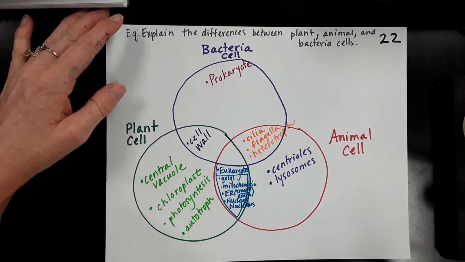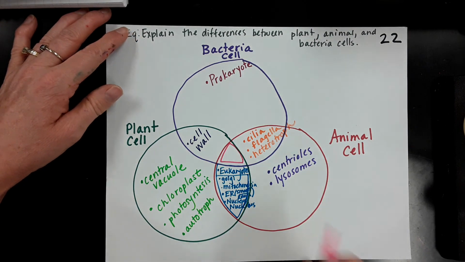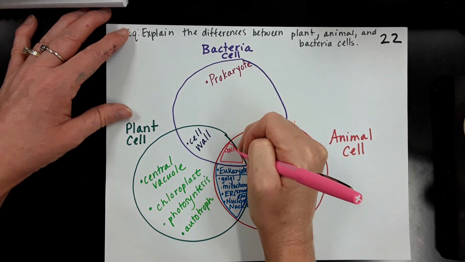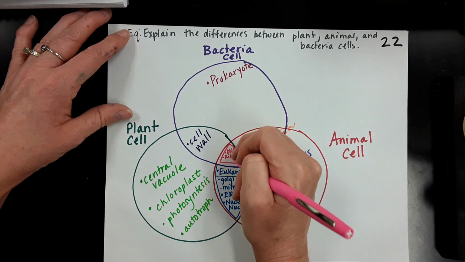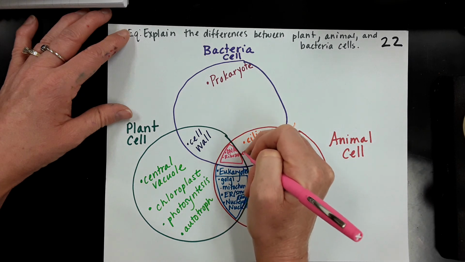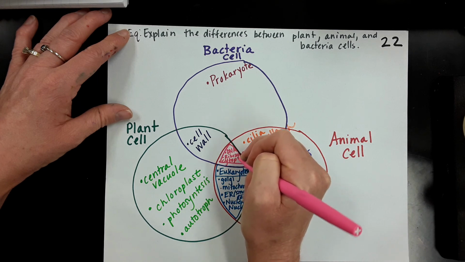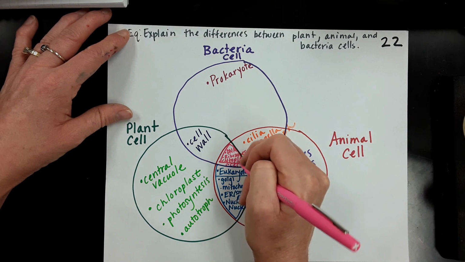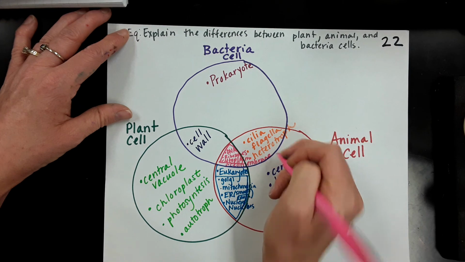We're now going to look at things they all have in common. So what are things that all cells have? It doesn't matter if you're a bacteria cell, an animal cell, or a plant cell: all cells have DNA, genetic information. They all have ribosomes. They all have cytoplasm. And they all have a cell membrane, a barrier that separates the inside of the cell from the outside of the cell.